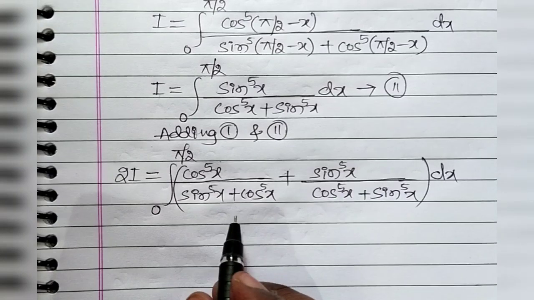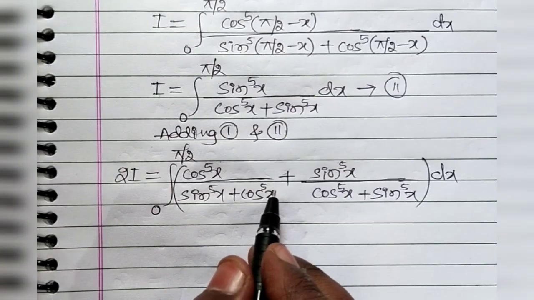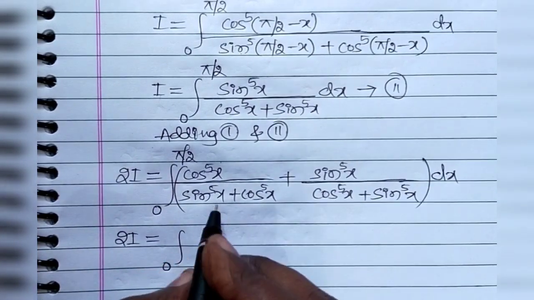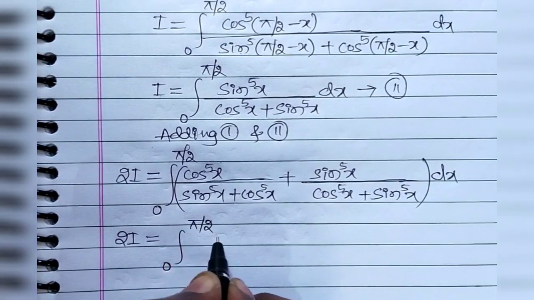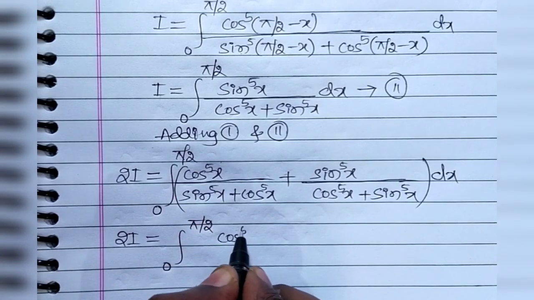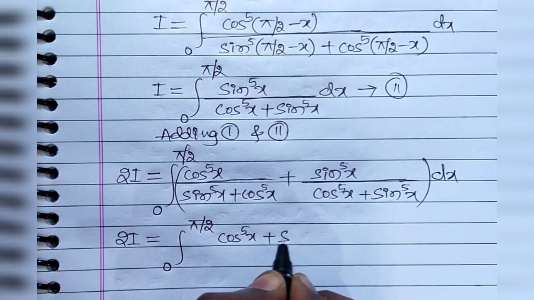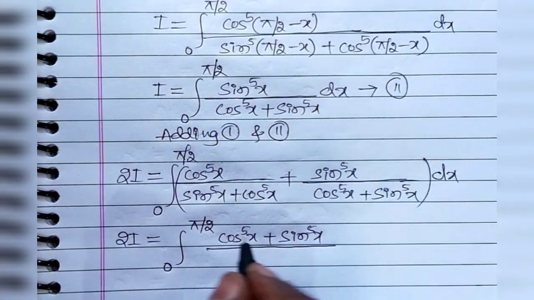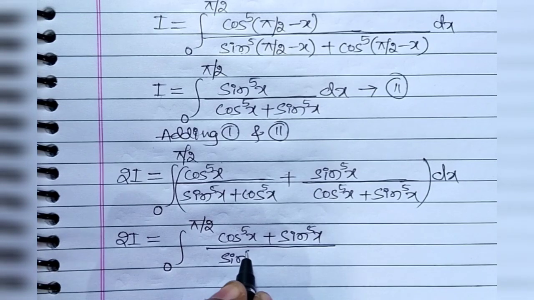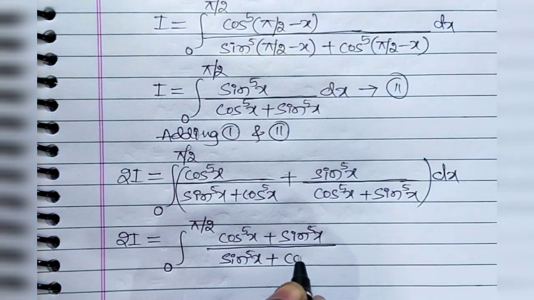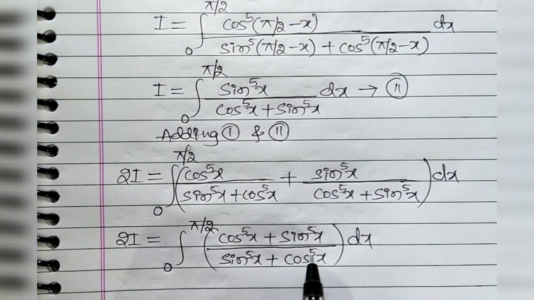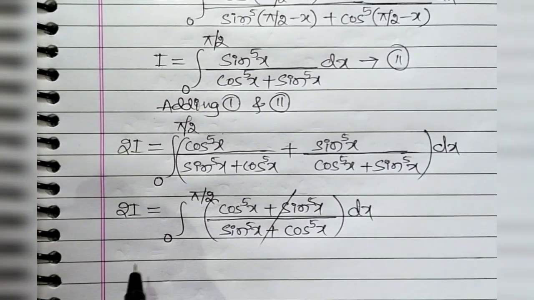That means the LCM becomes sin to the power 5x plus cos to the power 5x. Integral 0 to pi by 2. So it becomes cos to the power 5x plus sin to the power 5x. The numerators will be added up whenever you have the same denominator. So here we get sin to the power 5x plus cos to the power 5x. Now see here it is a plus b, here it is b plus a. Anyway, both are same, both get cancelled.